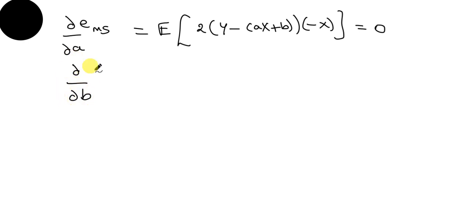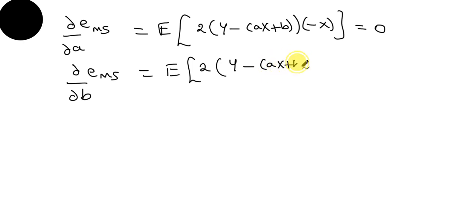Differentiating partially with respect to b, I will have E of 2 into y minus ax plus b into the derivative with respect to b, which is just 1, equal to 0. Consider these two equations and try to resolve. Let me take the first equation on the top. I have started numbering the equation. I have reached 2, so I am going to take this equation as equation number 3, and this equation as equation number 4.